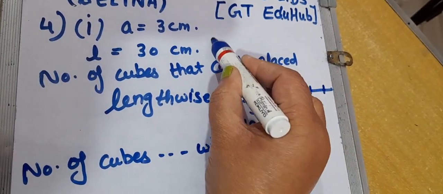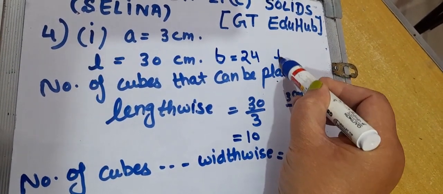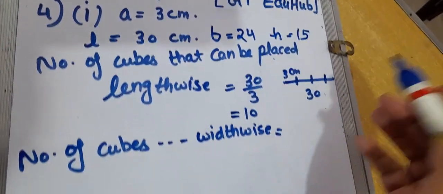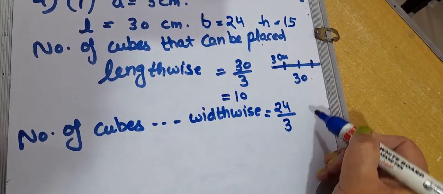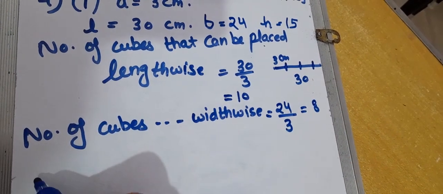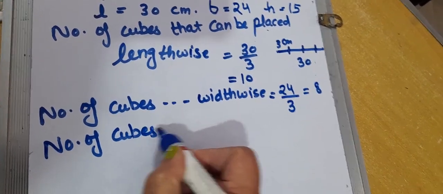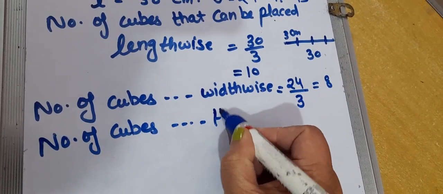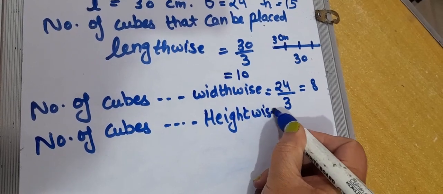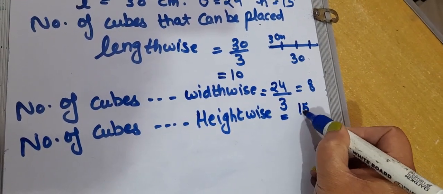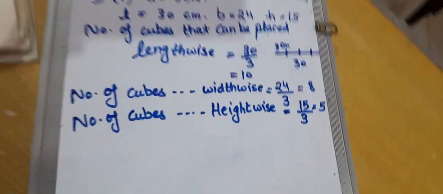We are given width 24 and height is given 15. So widthwise 24 upon side of each cube 3, 8 cubes. Then find the number of cubes that can be placed heightwise. How many can be stacked one over the other, that we can find by dividing 15 by 3, 5.